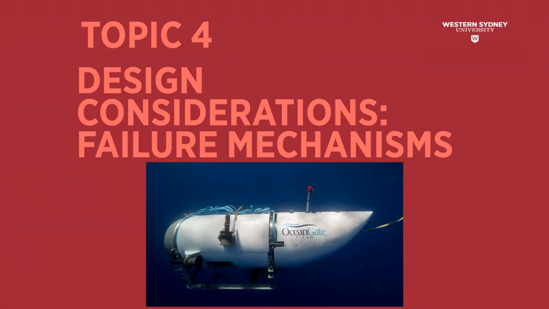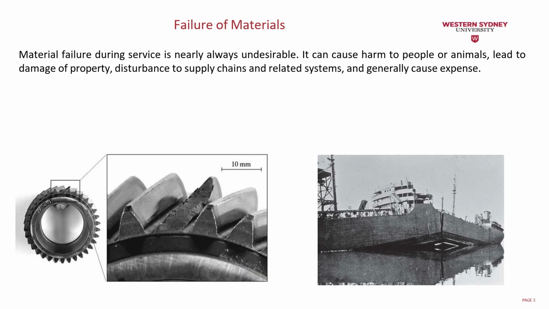It is about the main important things, which is the failure mechanisms. Once again, you can see the example that we put here is the OceanGate. Anyway, material failure during service is nearly always undesirable because this can cause harm to people or animals and lead to damage of property, disturbance of the supply chain and the related system, and generally cause expenses.